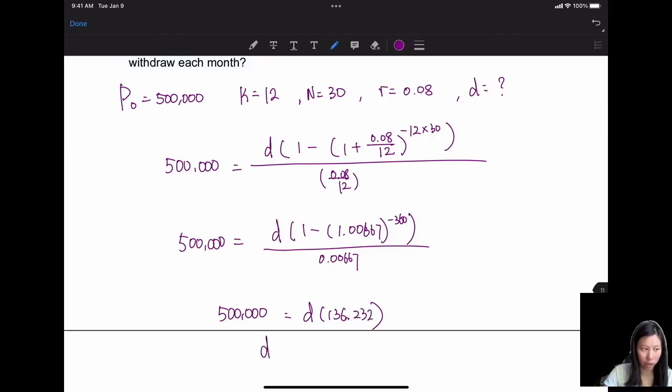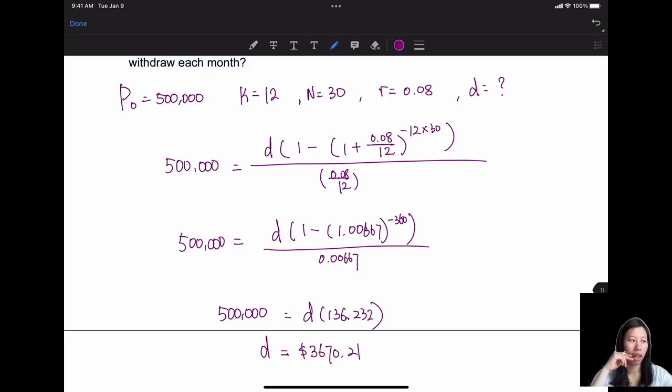So D is equal to, you divide by 136.232 on both sides, you will get 3,670.21. Again, you round to the nearest penny, which is the nearest hundredth. Okay, so that means you would be able to withdraw $3,670 and 21 cents each month for 13 years.